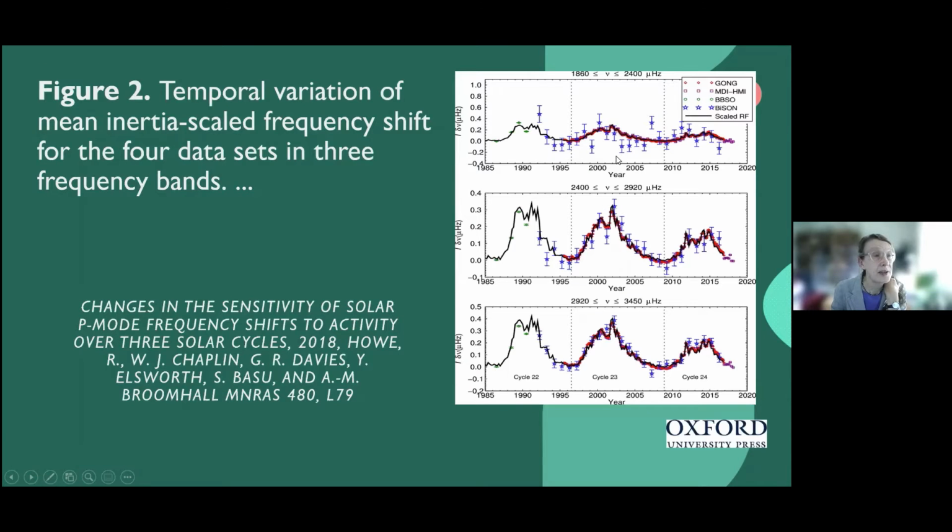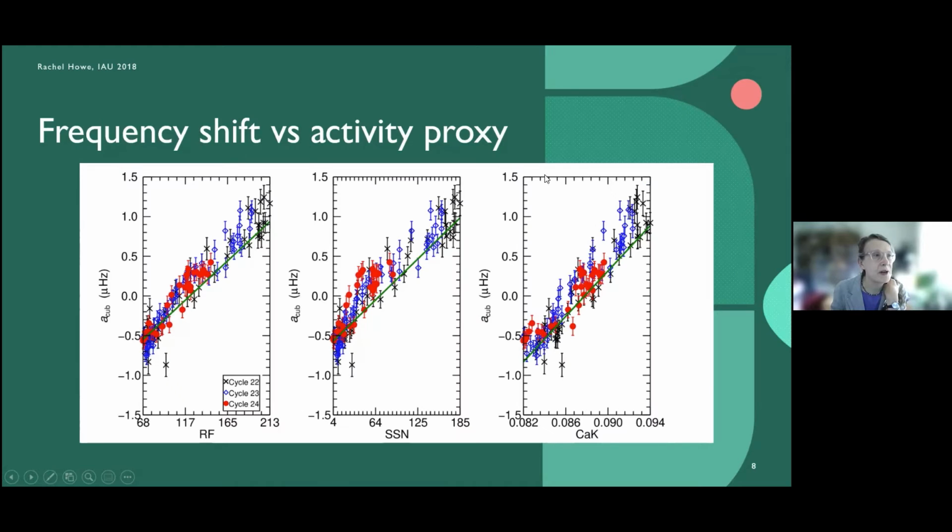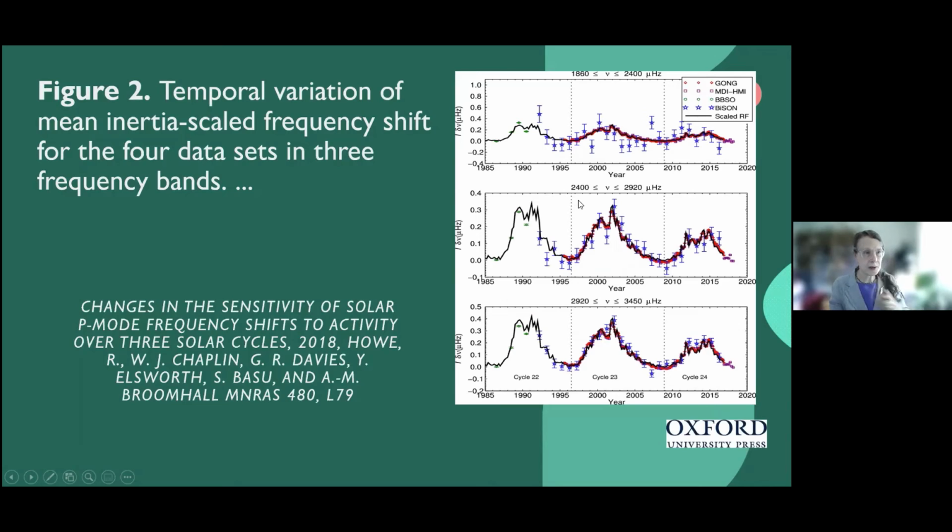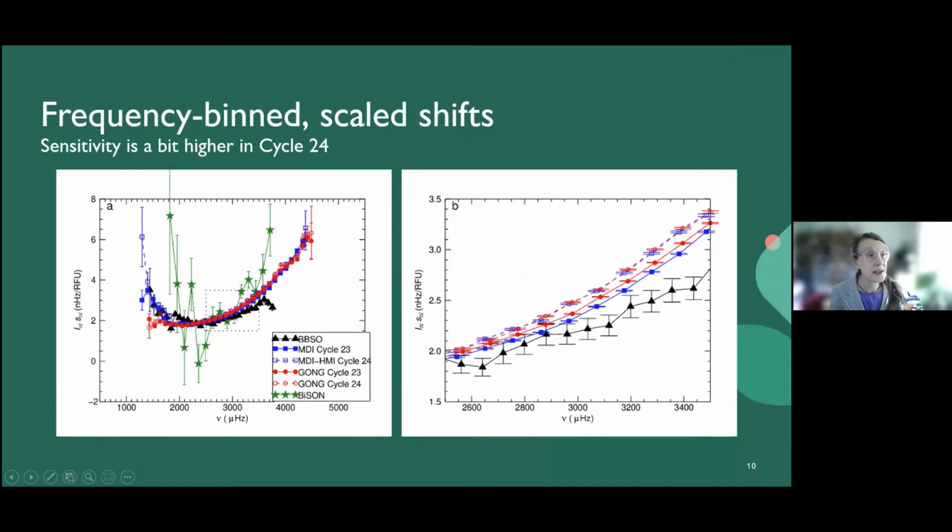And looking at the same thing, this is for putting medium degree data and BiSON data together over 3 cycles in different frequency bands. And there's some indication that in this cycle 22, the low degree modes seem to have been a bit more sensitive. But at sort of higher frequencies, cycle 24 is a bit more sensitive.